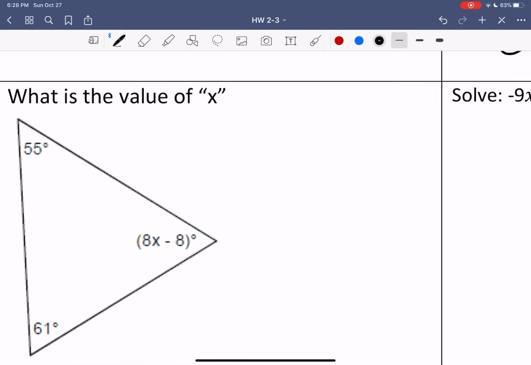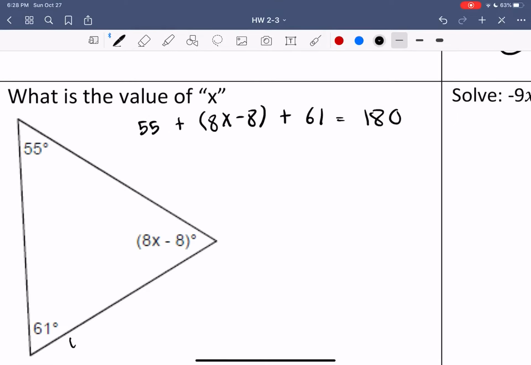What is the value of x? So again, we have three angles that have to add up to equal 180 degrees, because that is our triangle sum theorem. So we're going to take 55 plus 8x minus 8 plus 61 equals 180. So we need to combine our like terms.